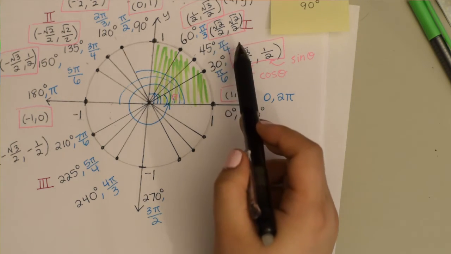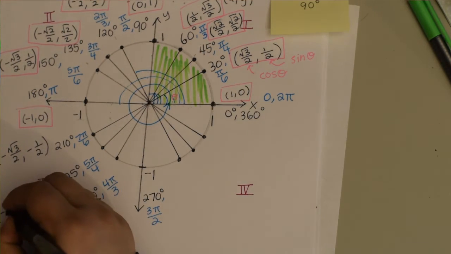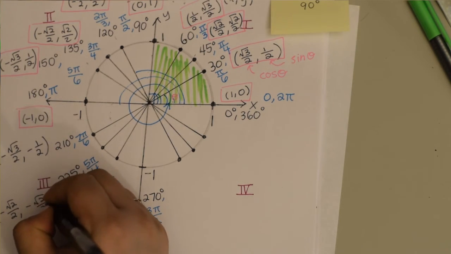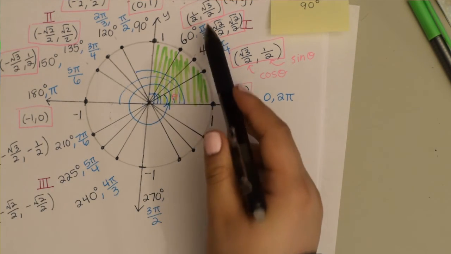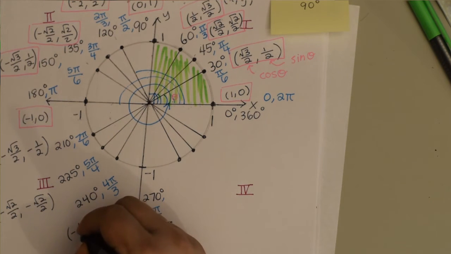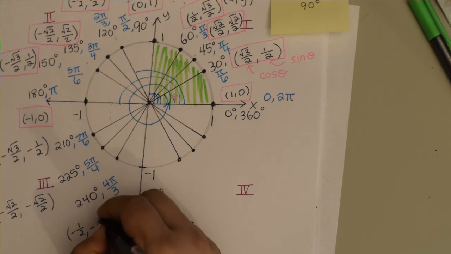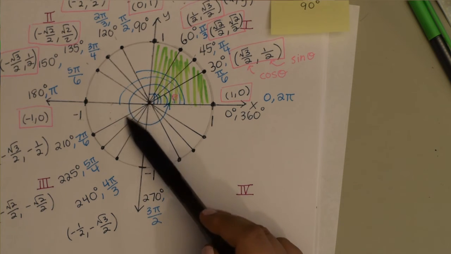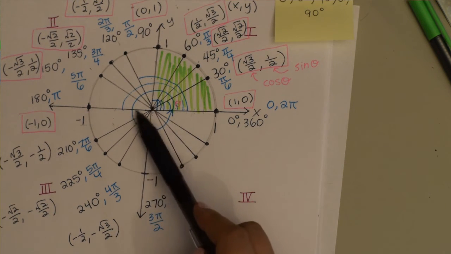It was root 2 over 2 and root 2 over 2. So negative root 2 over 2, negative root 2 over 2. And then 1/2 and root 3 over 2. So negative 1/2, negative root 3 over 2. And one thing that helps me to make sure that I'm on the right track is to sort of visually see which one is bigger.